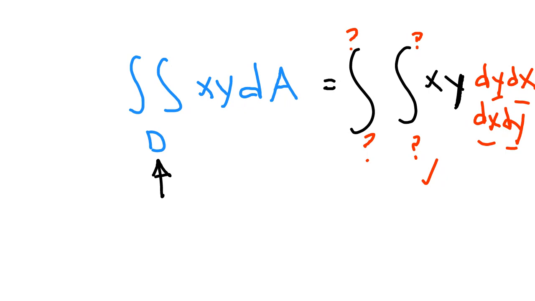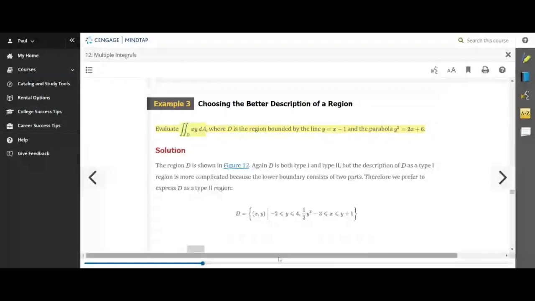Now, let me just go back to the problem at hand. We have the line y equals x minus 1 and the parabola y squared equals 2x plus 6. Okay, so let's use Desmos to help us graph that line and that parabola. Desmos is free, as you know.